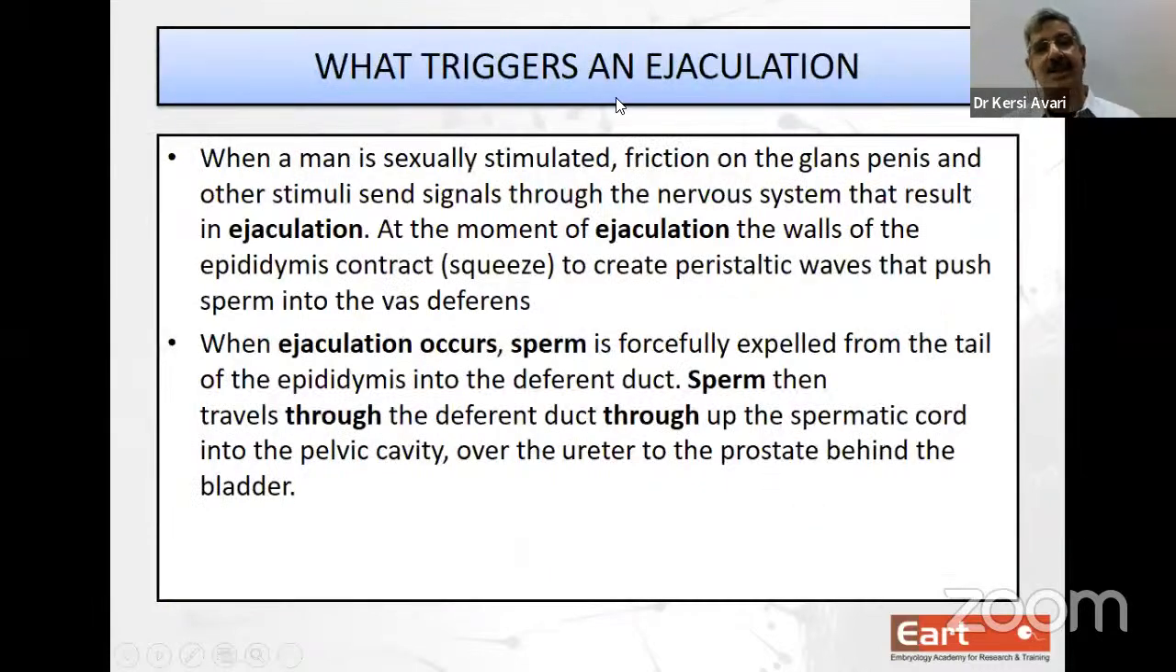So what triggers an ejaculation? First, during either the act of masturbation or penetration, the friction of the glans penis and the other stimuli send signals to the nervous system that end up in an ejaculation. So the walls of the epididymis contract and they carry a peristaltic wave. So what we get is the typical orgasmic phase. And via the vas, forcefully it is pushed in.